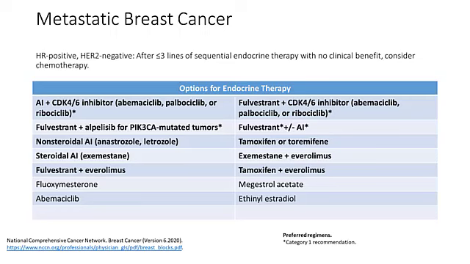In the setting of hormone receptor positive, HER2 negative metastatic breast cancer, endocrine therapy tends to be the option of choice, especially in the first few lines of therapy. However, the NCCN guidelines do recommend that after less than or equal to 3 lines of sequential endocrine therapy with no benefit, to consider chemotherapy. So this table here actually lists options for endocrine therapy, and as you can see, there are several.